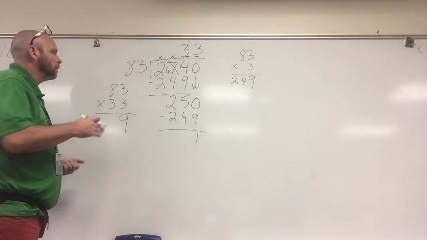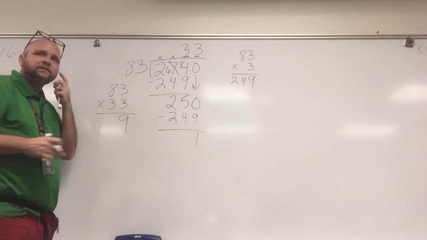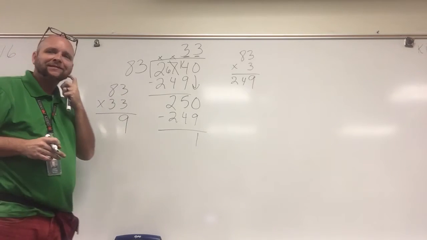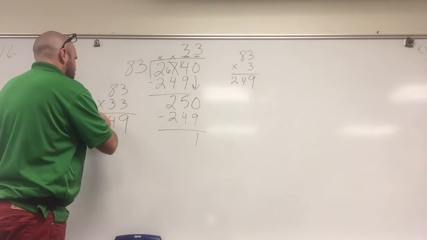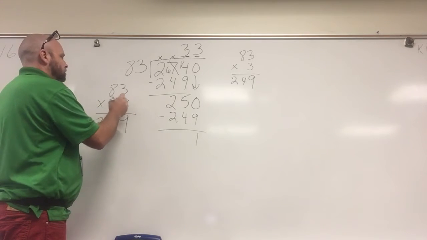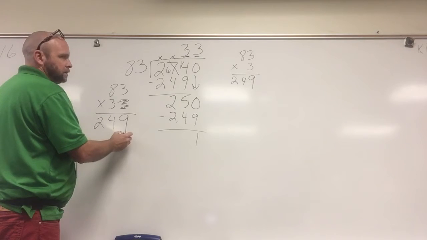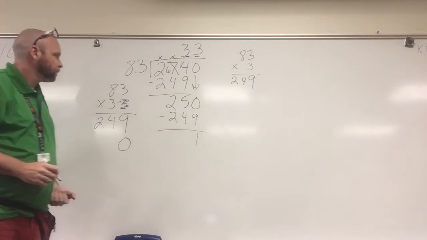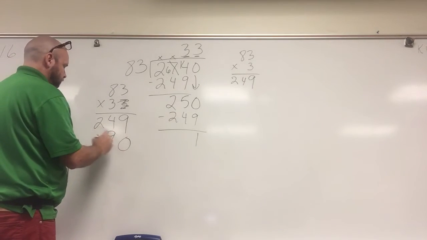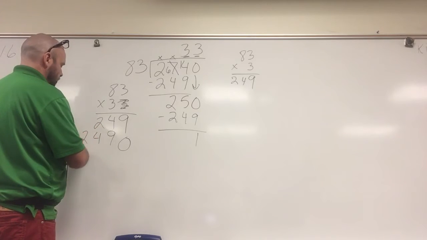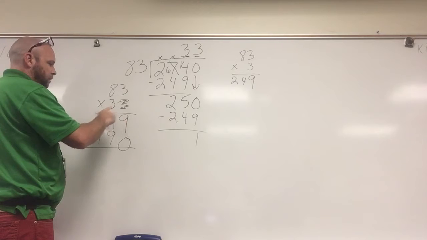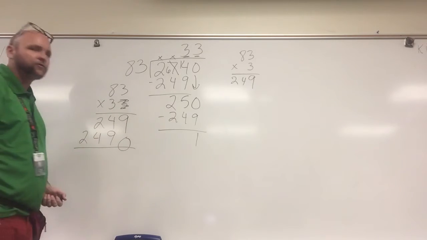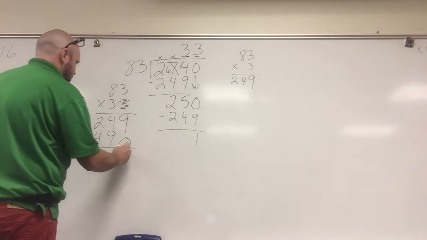Alright. So 8 times 3 is 24. Okay, I'm done with my ones place. I'm moving to my tens place. And 3 times 3 is 9. And 3 times 8 is 24. Awesome. Do you see how the ones place was 249, but the tens place was 2,490? Okay, so we check.